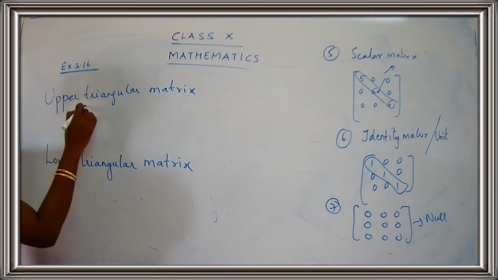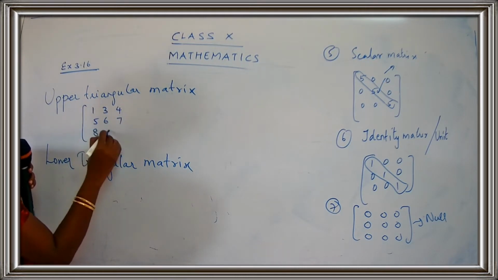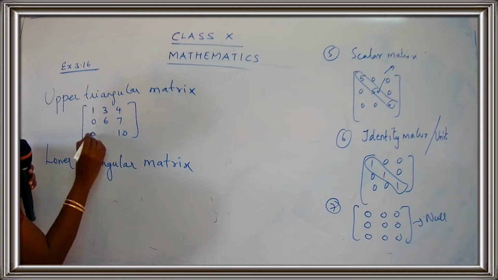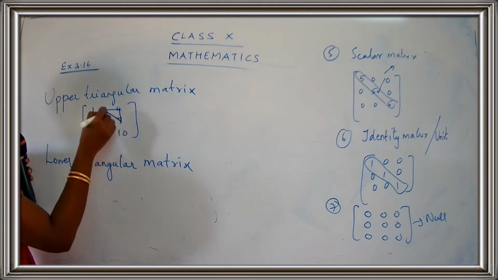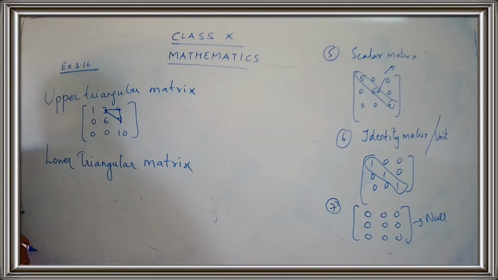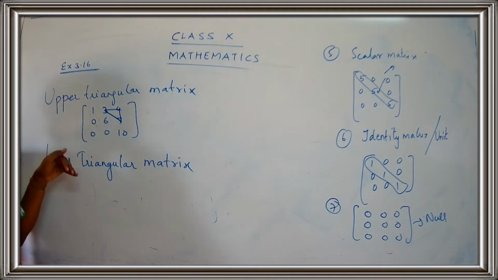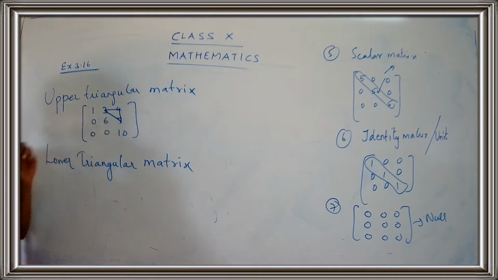Yes, children? So 1, 3, 4, 5, 6, 7, 8, 9, 10, and 0, 0, 0. For an upper triangular matrix, you have the numbers present in the upper part. The elements are present above the leading diagonal and you have the zeros below the leading diagonal. So where are the elements present? The elements are present in the upper part. That is upper triangular matrix.